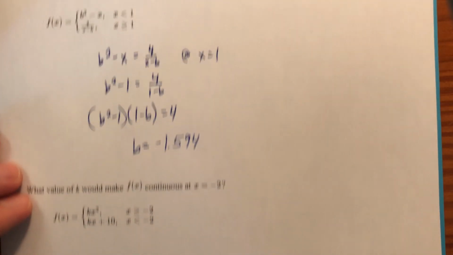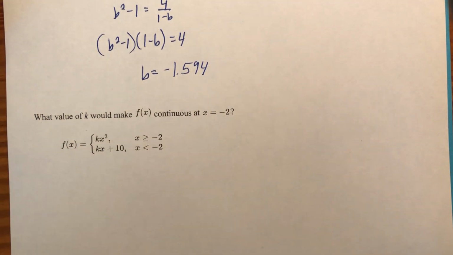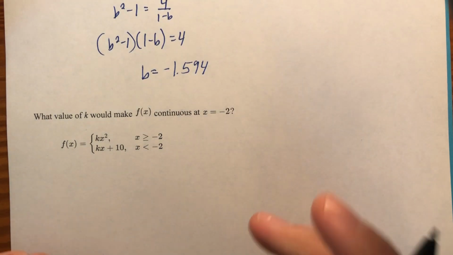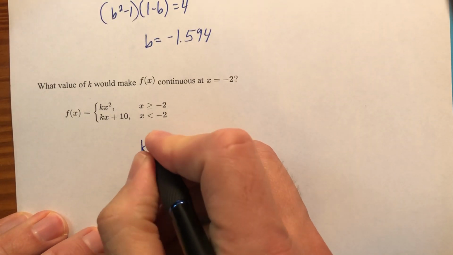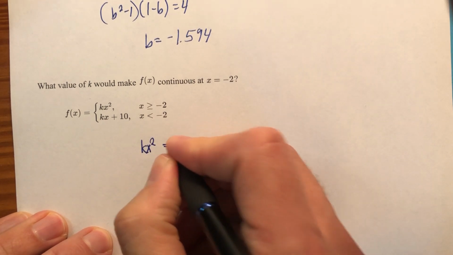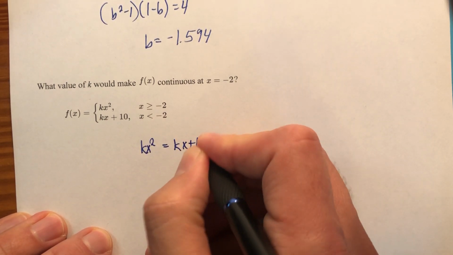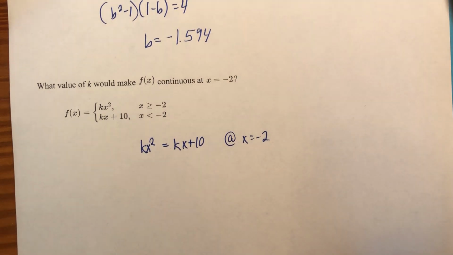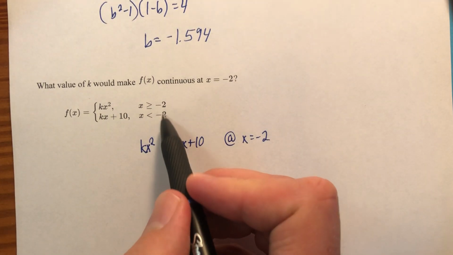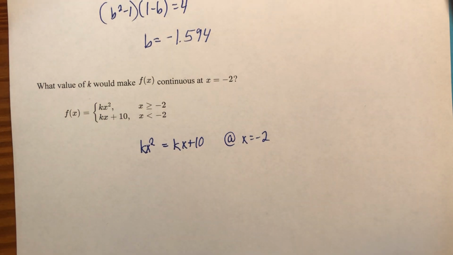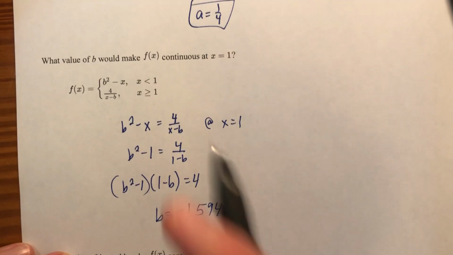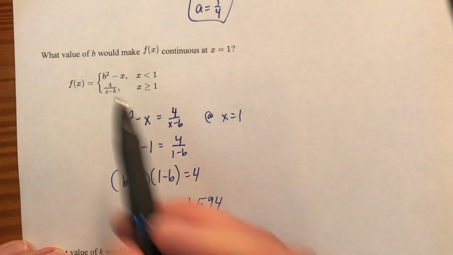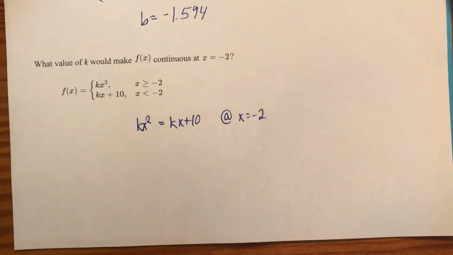Okay. Now I want to know what value of k would make this function continuous at x equals negative 2. Well, let's do that as well. Let's find where x squared equals kx plus 10. And that will happen where x is negative 2, because if this function is broken, it's going to be broken at negative 2. That's the nature of this piecewise function. And similarly here, if this function was broken, it would be broken at 1. Now, we would have a discontinuity here at b as well, but anyway.